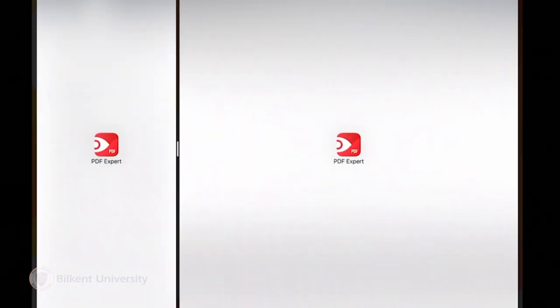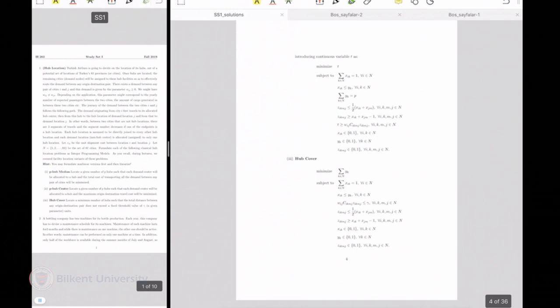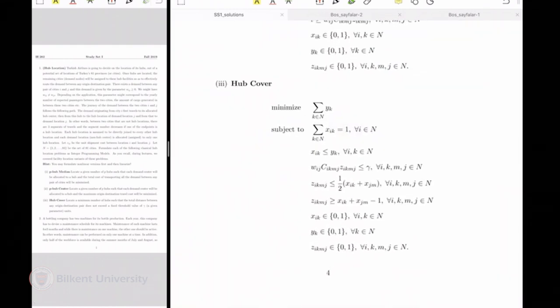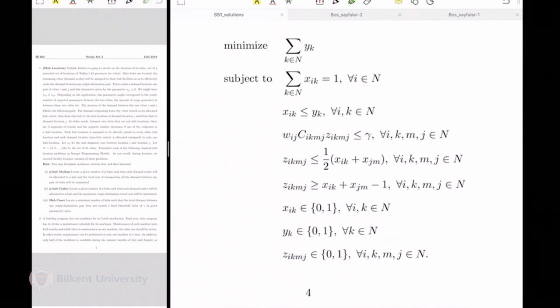The number of hops is equal to the summation of yk, because yk being 1 means that k is a hop. So the summation of yk is the total number of hops. I minimize the summation of yk to minimize the number of hops. But as you see in the third constraint, the cost of total transportation from i to j should be less than or equal to the threshold gamma.